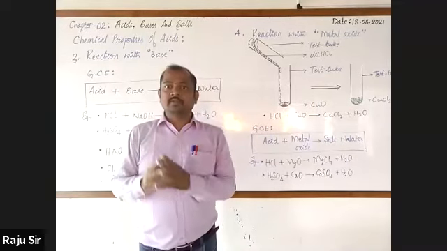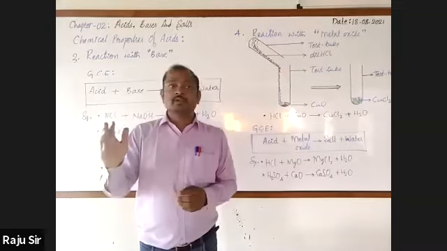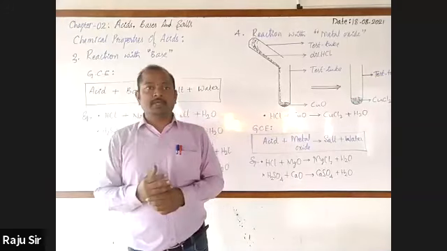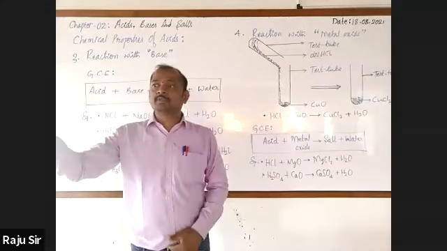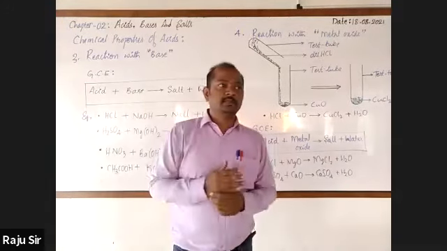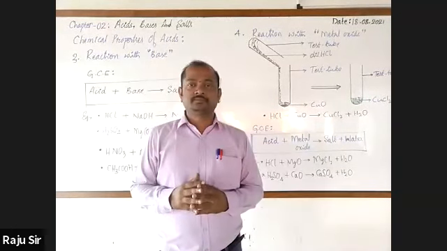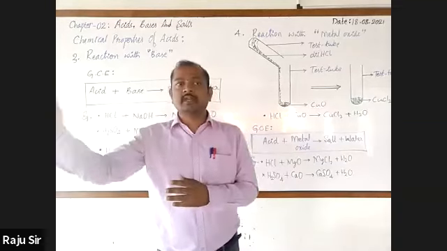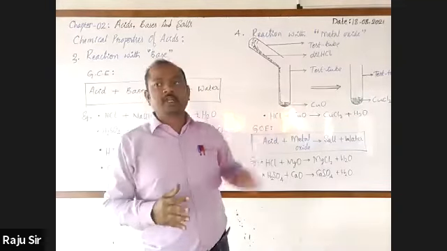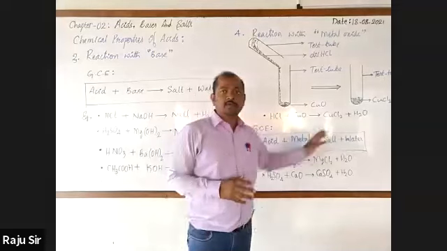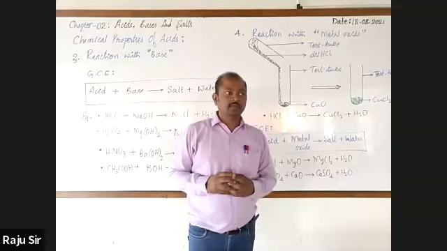Even it is the same in the case of metal bicarbonate also. Third one. What happens when acid reacts with a base? Salt and water are formed. Acid plus base gives salt plus water. What happens when acid reacts with metal oxide? Acid plus metal oxide gives salt plus water.